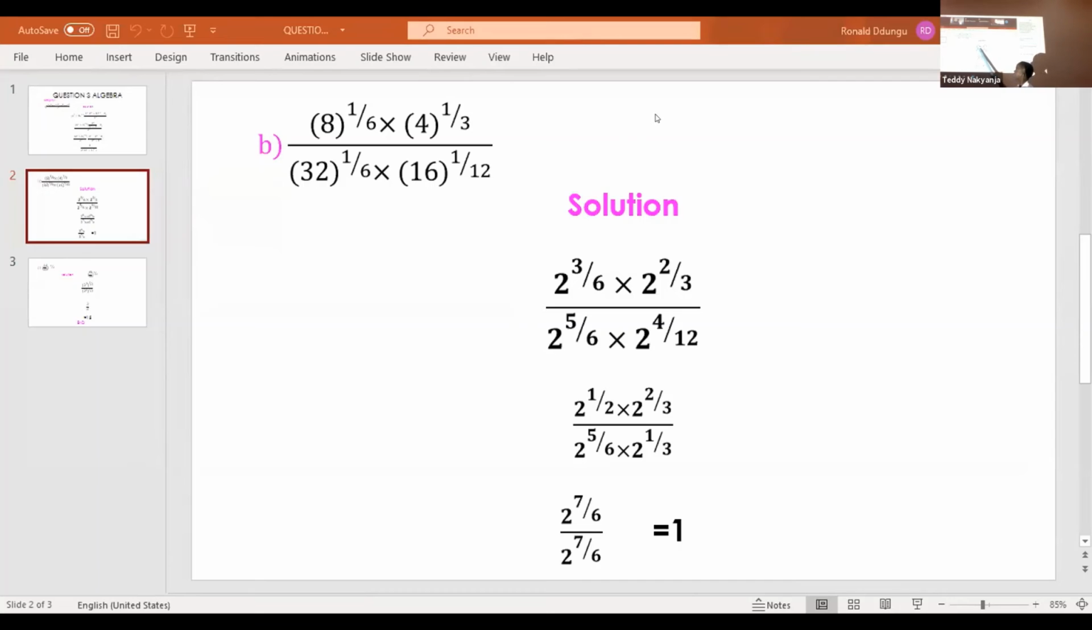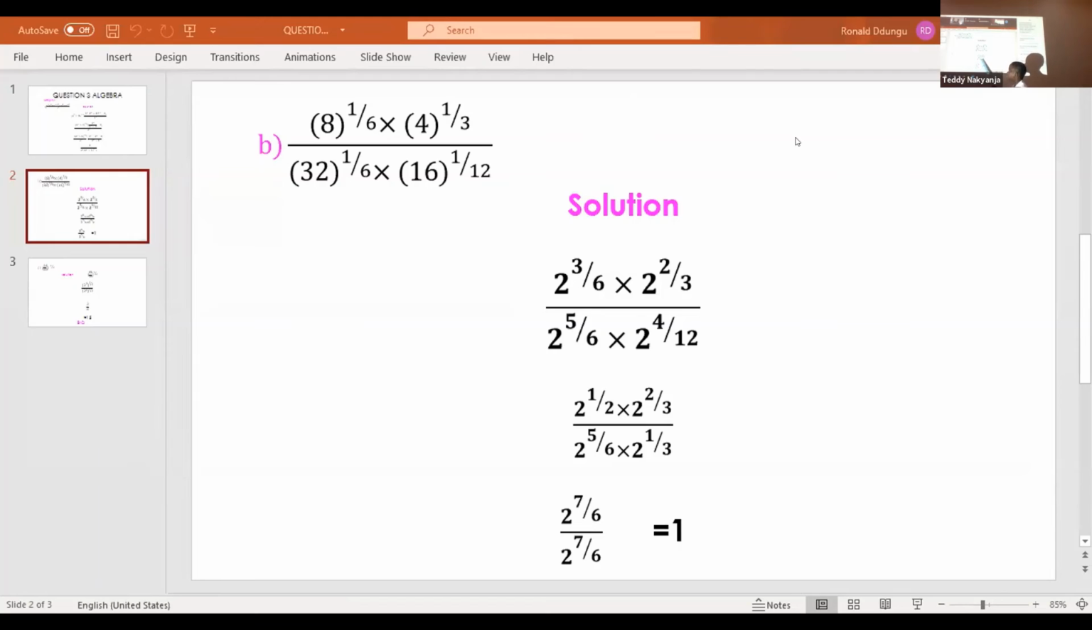But 3 and 6 are divisible, and 4 out of 12 are divisible. So we shall remain with this. We shall have 2 to the power 1 out of 2, and times 2 to the power 2/3, and 2 to the power 5 out of 6 times 2 to the power 1 out of 3.